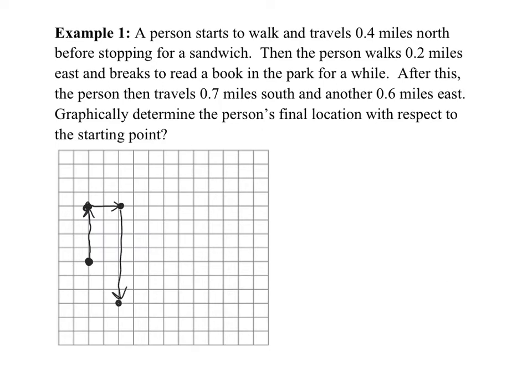If you have a straight edge and you want to use it, you probably should. I don't have one on here right now. Especially with the resultant, it should be a straight edge actually though. And then finally the person walks another 0.6 miles east, ending right here.